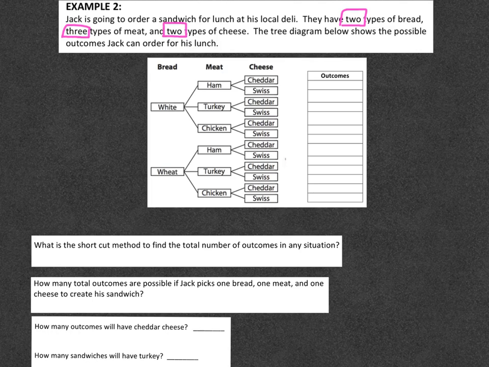It's already created for me. If I follow the path, white bread, okay, white with ham and cheddar, white with ham and Swiss, white with turkey and cheddar, white with turkey and Swiss, white with chicken and cheddar, white with chicken and Swiss. So that's how you read it. Over here in this outcome column, it's just how you could list.